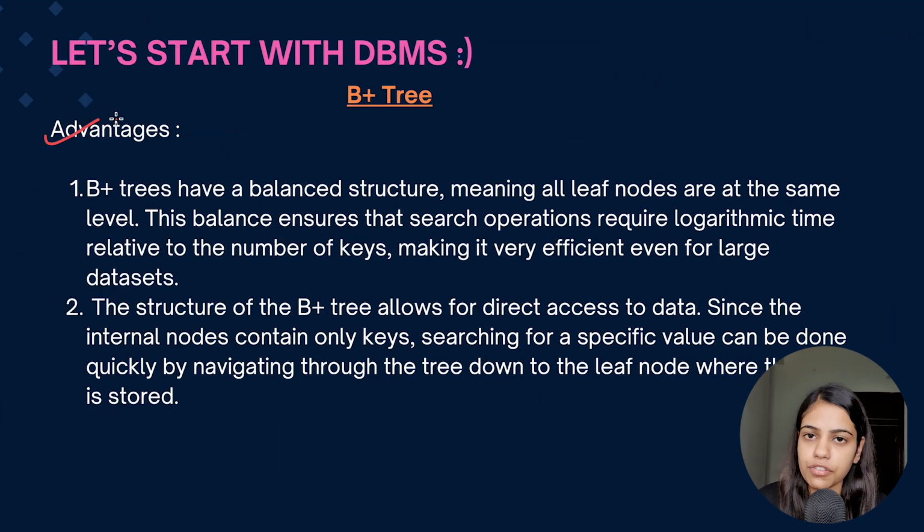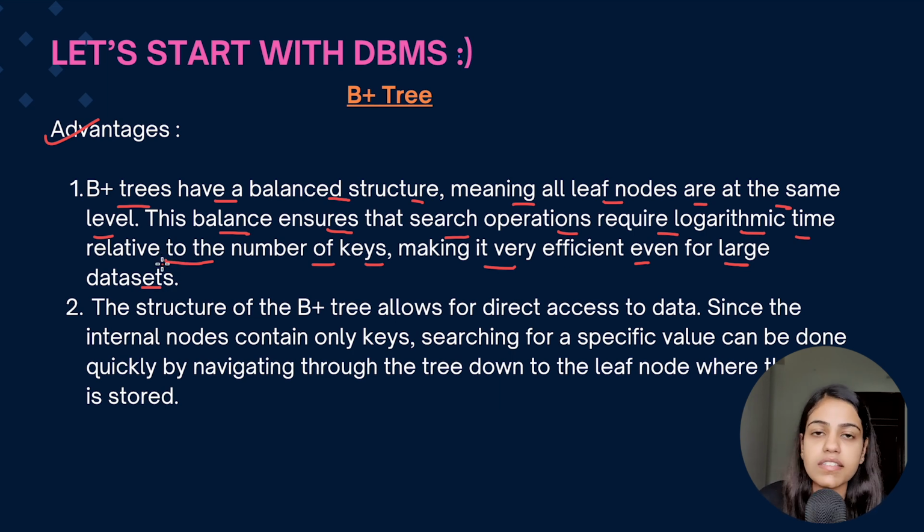What are the advantages of B plus trees? B plus trees have a balanced structure, meaning all the leaf nodes are at the same level. This balance ensures that search operations require logarithmic time relative to the number of keys, making it very efficient even for large data sets. So even if there are large data sets, we store all the data in the leaf nodes, so the traversal is very easy and we can find any data. Insertion, deletion, and reading of the data are performed in logarithmic time.